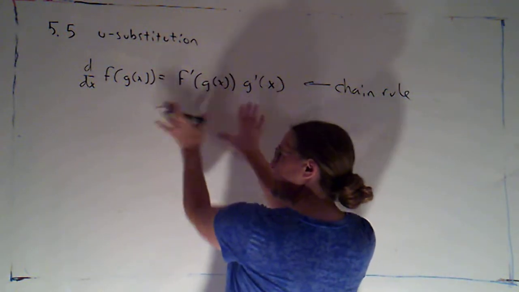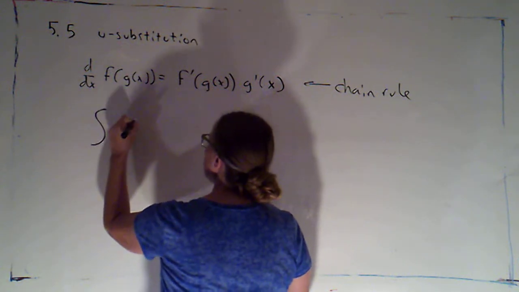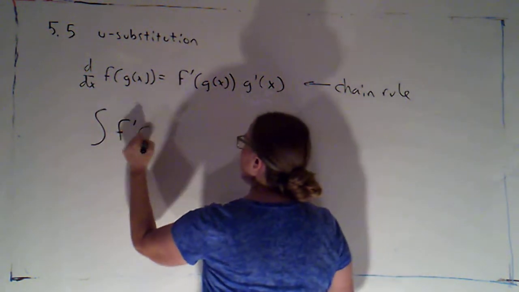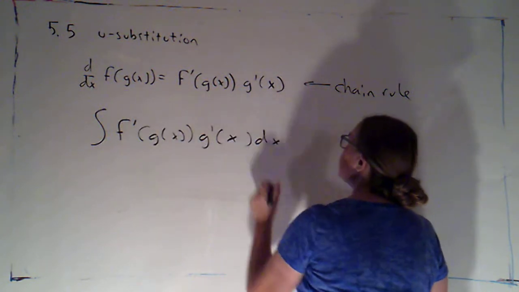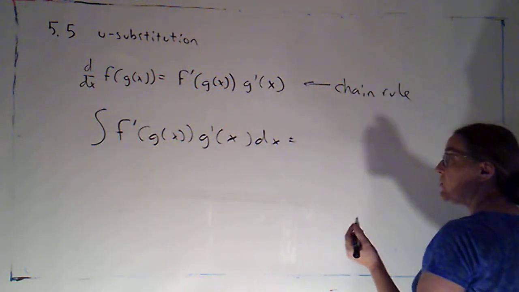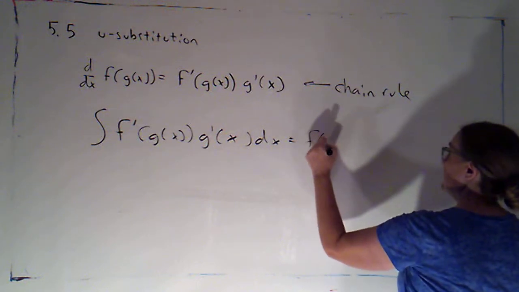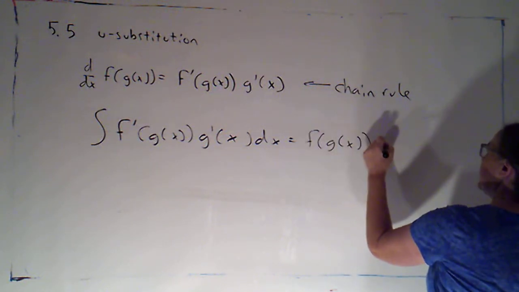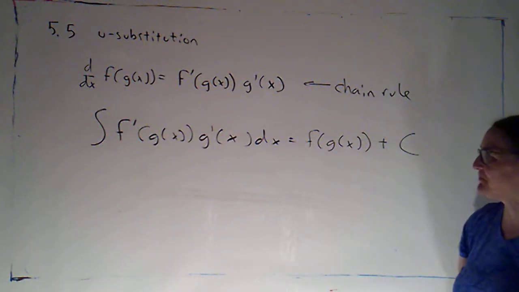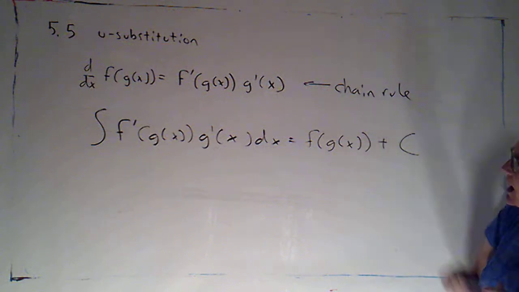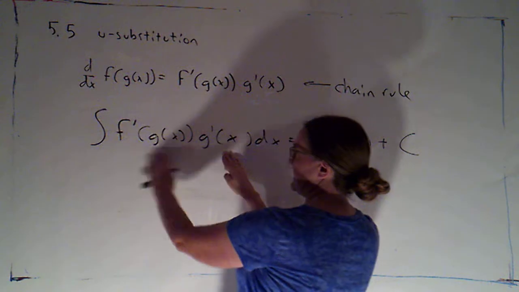Now, we've learned that integration and differentiation are essentially inverse processes. So if I have a derivative formula, there's going to be a corresponding integration formula. So if I were to integrate this derivative, f prime at g of x times g prime of x dx, my antiderivative would just be this function composition. And of course, if this is an indefinite integral, we're getting a family of functions, so there will be that plus c.